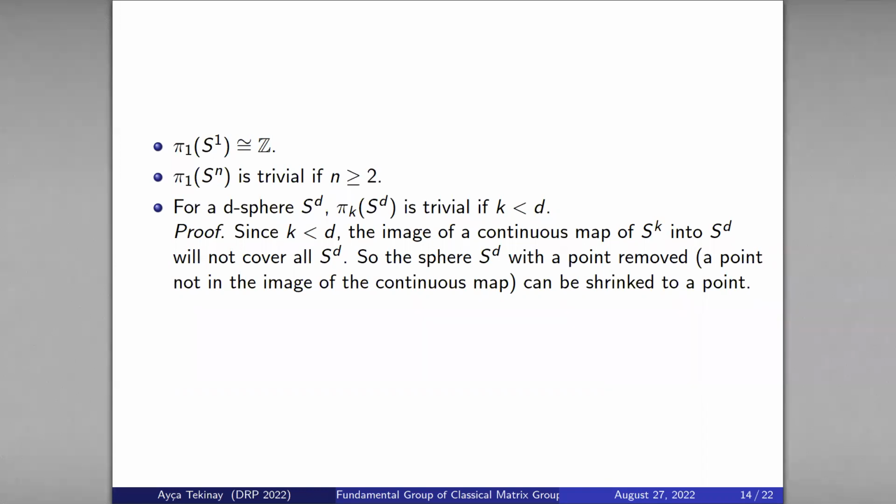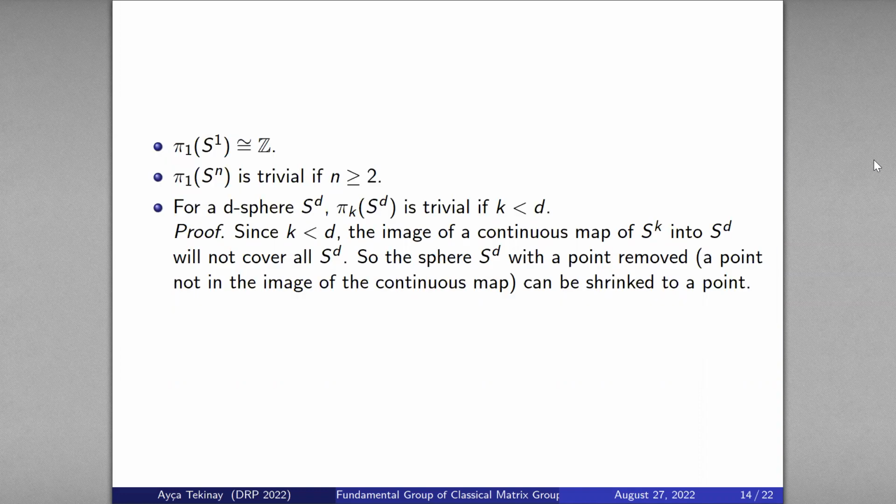So they're isomorphic, and also we will use that pi sub 1 of Sn is trivial if n is equal or greater than 2. And the last one is for a d-sphere, pi sub k of Sd is trivial if k is less than d. The sketch of the proof of this is that the image of a continuous function from Sk to Sd will not cover all of Sd. So the sphere with a point removed, the point we cannot cover, gives us a structure like this, so we can shrink it to a point, so it is trivial.